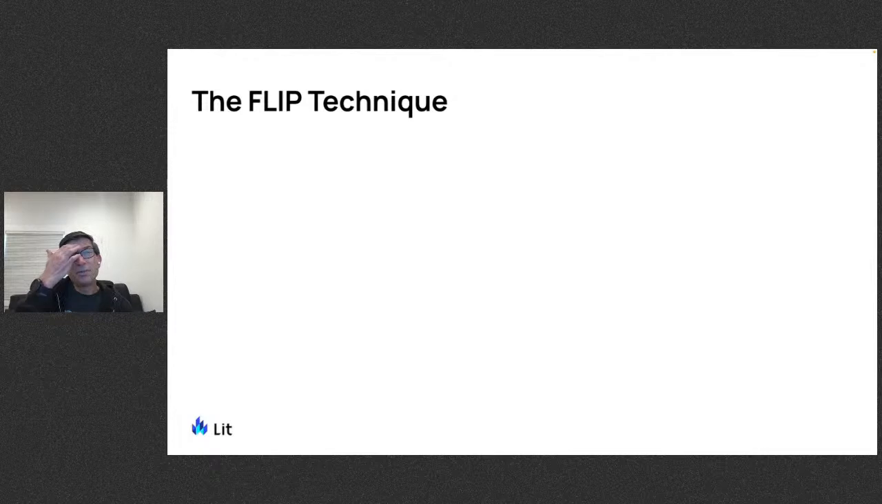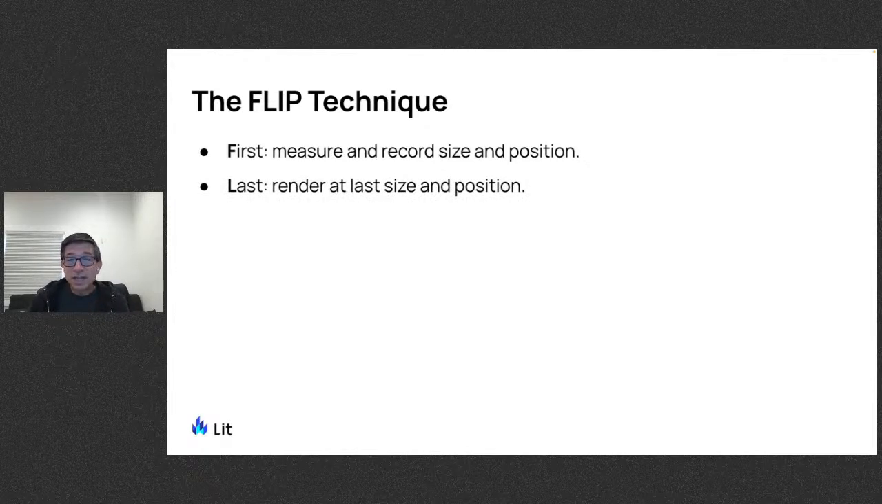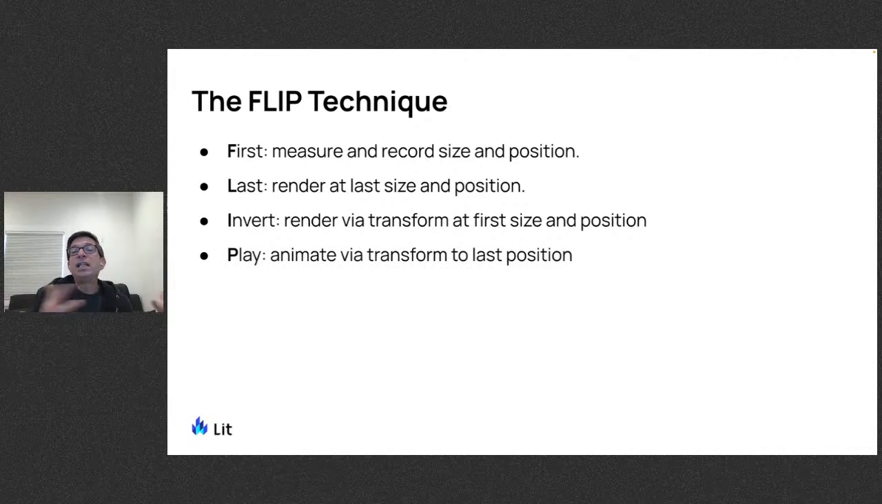Under the covers, we use what's called the FLIP technique. This was a term coined by Paul Lewis a few years back, and it stands for first, last, invert, and play. First, you measure and record the size and position of where the element is rendered. Then you render it where you want it to go with CSS any way you want, and you record that position. Then you invert the position back to the first rendering position with a CSS transform. And then you play an animation that undoes that.